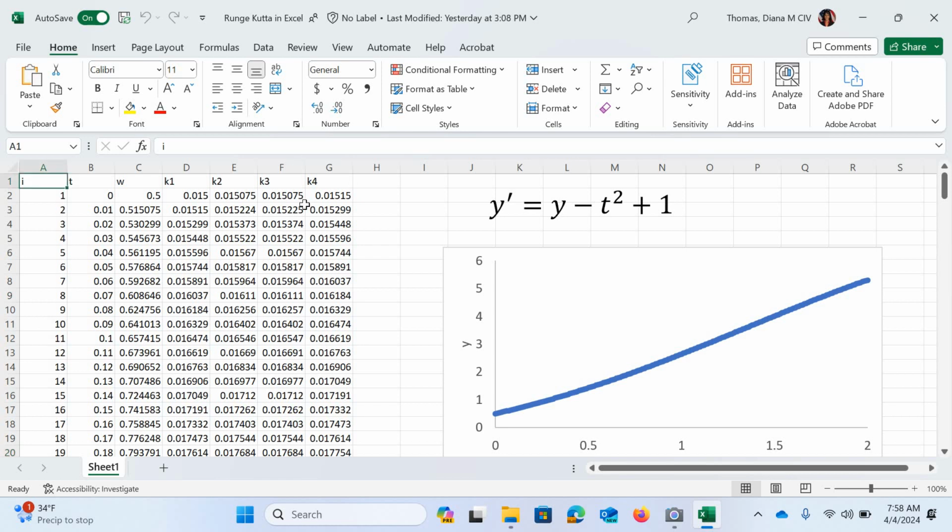This first column is my i's. In your code, you're actually going to have a for loop in there, or some kind of loop, where you're looping from i equals 1 to N. N is how many pieces you've chopped your interval into. I'm going to give you some pseudocode in a second to show you how that works.